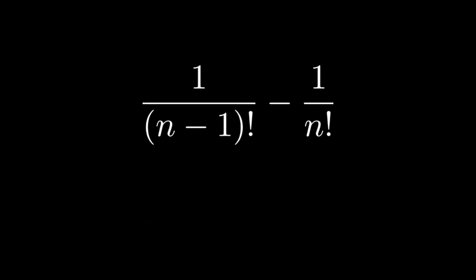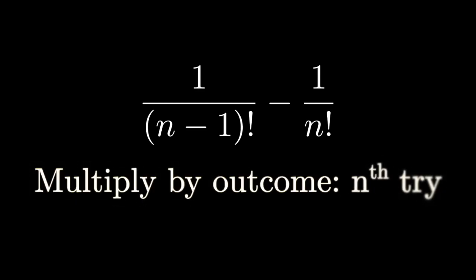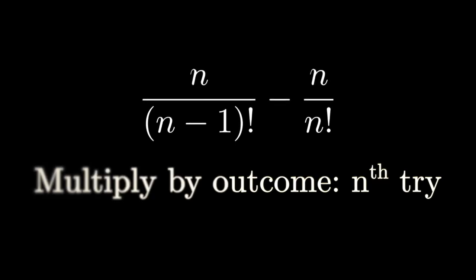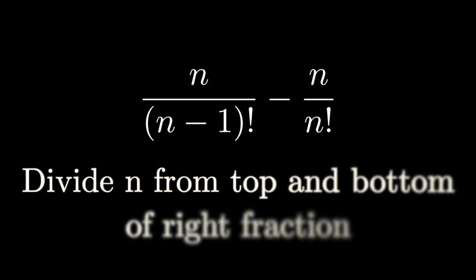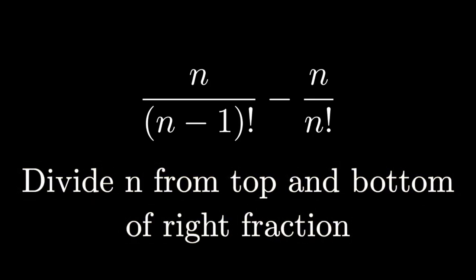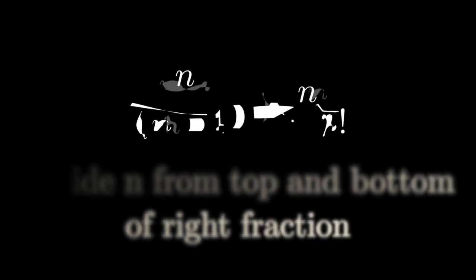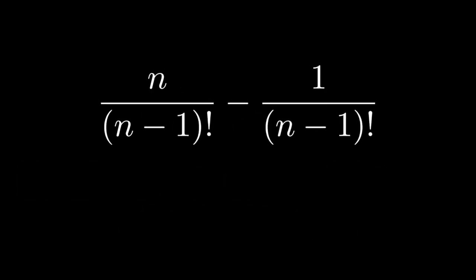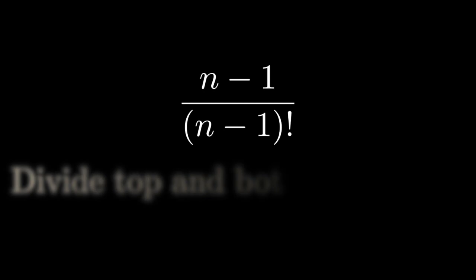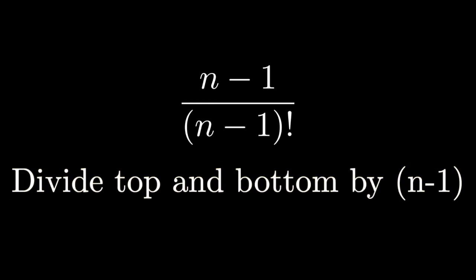To find the expected value, what we need to do is sum every outcome multiplied by its probability. For the nth try, the outcome multiplied by its probability is just going to be n over n minus 1 factorial minus n over n factorial. To get the same denominator, we can divide the one on the right by a common factor of n to give us n over n minus 1 factorial minus 1 over n minus 1 factorial, which is of course just n minus 1 over n minus 1 factorial. Dividing this through by the obvious common term of n minus 1, we get 1 over n minus 2 factorial.